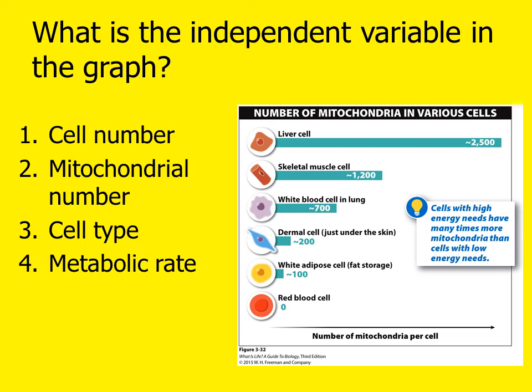So in this graph, I wanted to just revisit, if you remember from chapter 1, what independent and dependent variables are. So take a second to answer this. And the answer would be the number of mitochondria per cell, or the mitochondrial number.